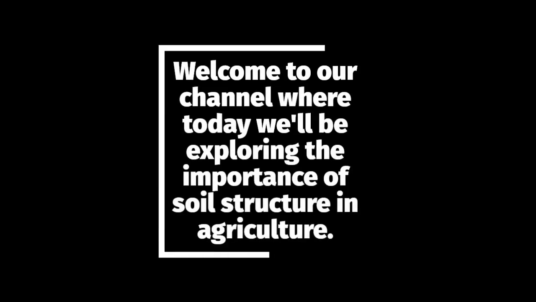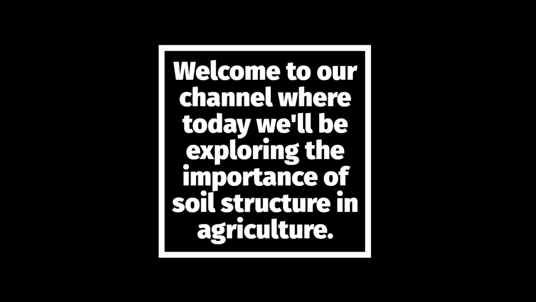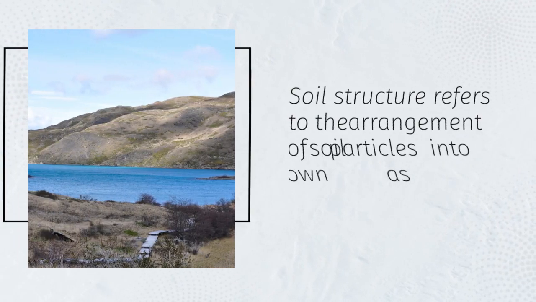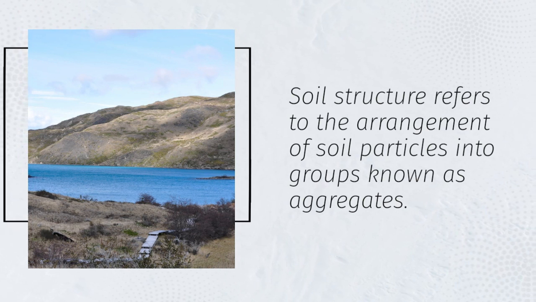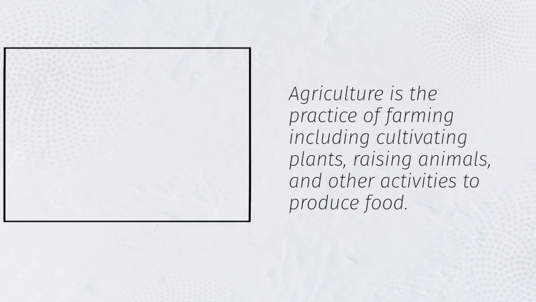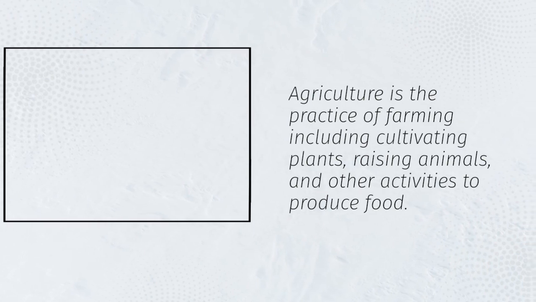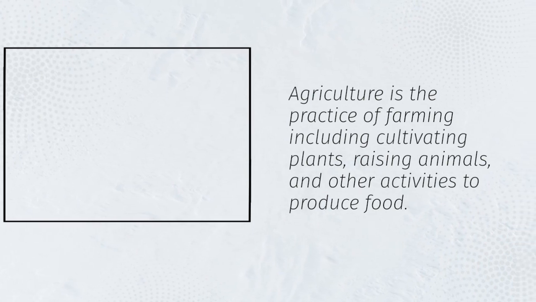Welcome to our channel where today we'll be exploring the importance of soil structure in agriculture. Soil structure refers to the arrangement of soil particles into groups known as aggregates. Agriculture is the practice of farming, including cultivating plants, raising animals, and other activities to produce food.